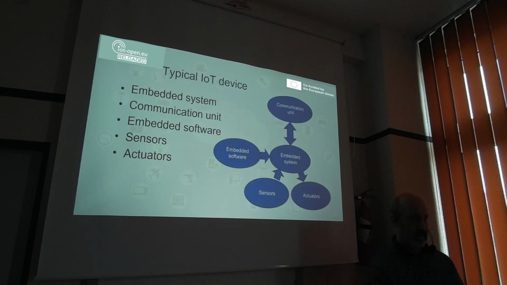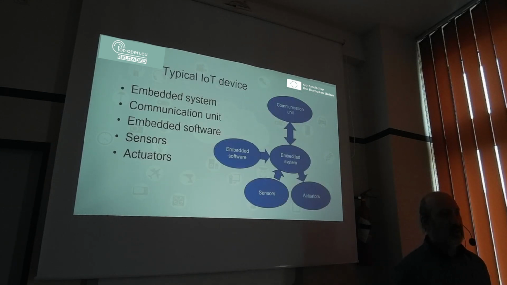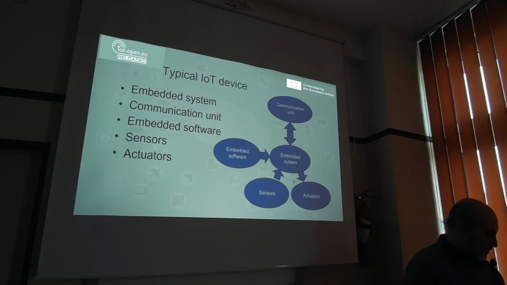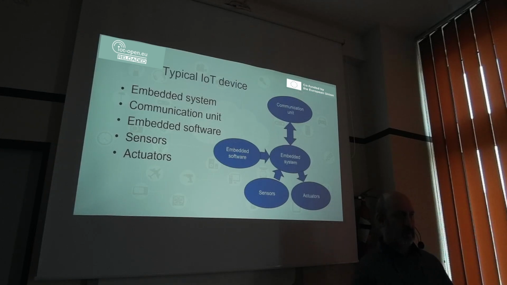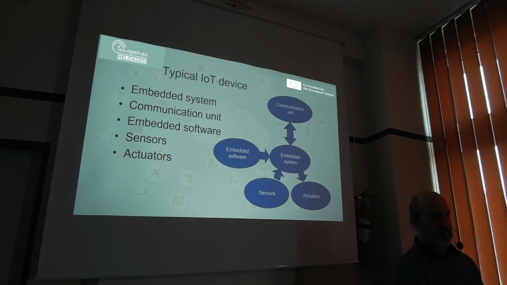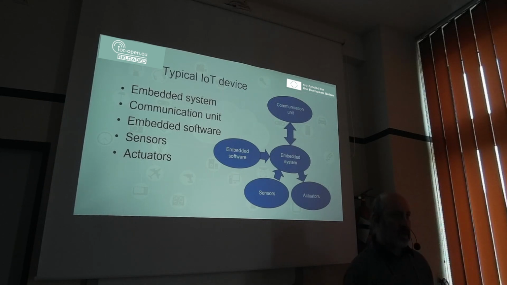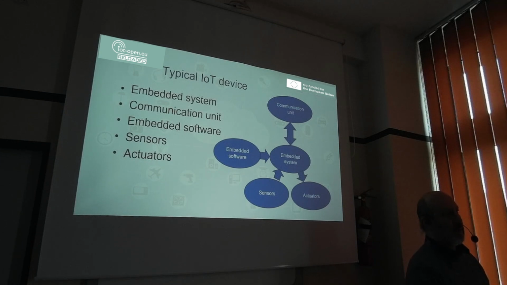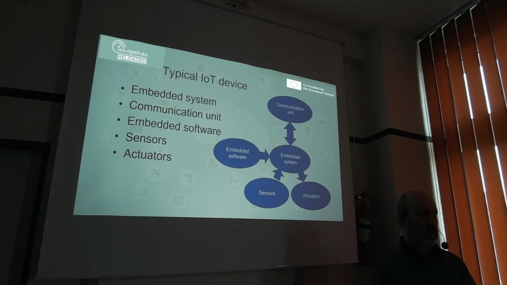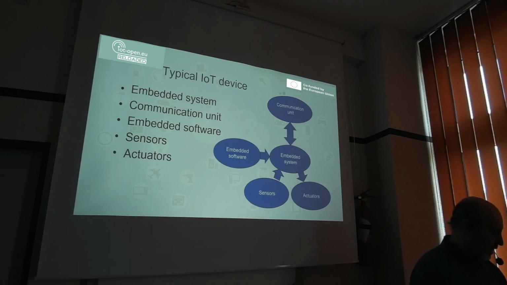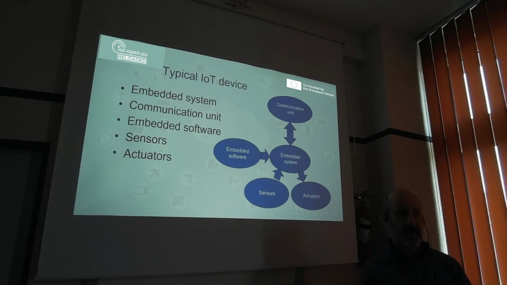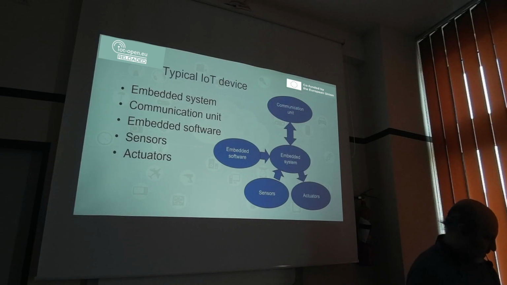A typical IoT device, the low-level constrained device, we can consider as an embedded system, but equipped with networking capability. This is the difference between our embedded system computer and an IoT computer. An IoT computer must incorporate the networking possibility. So we have here an embedded system, we have a communication unit. Of course, if we have an embedded system, we have some embedded software that works on this computer. We have sensors and actuators.